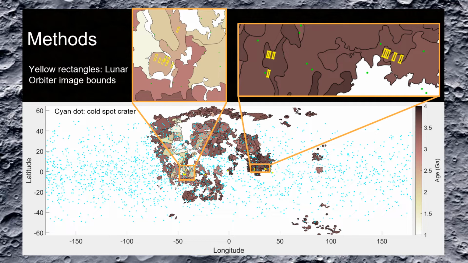And we used all the cold spot craters in Mare Tranquillitatis, since the whole region ranges in age only from 3.4 to 4.2 billion years old. This method, using cold spot craters from nearby geologic units of relatively similar ages, allows us to increase our dataset of cold spot craters.